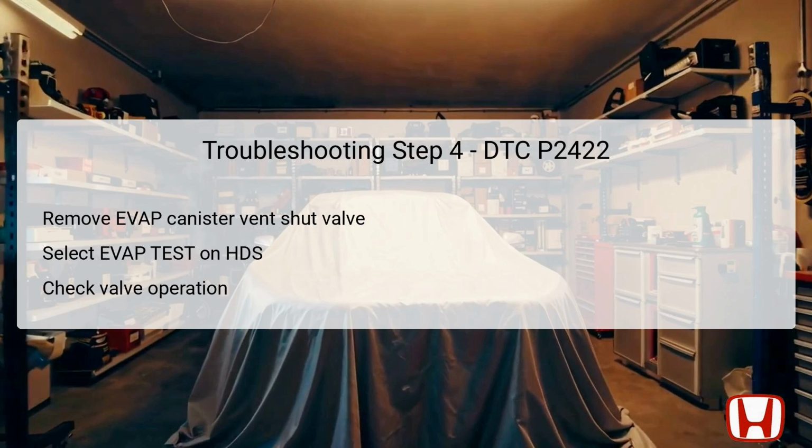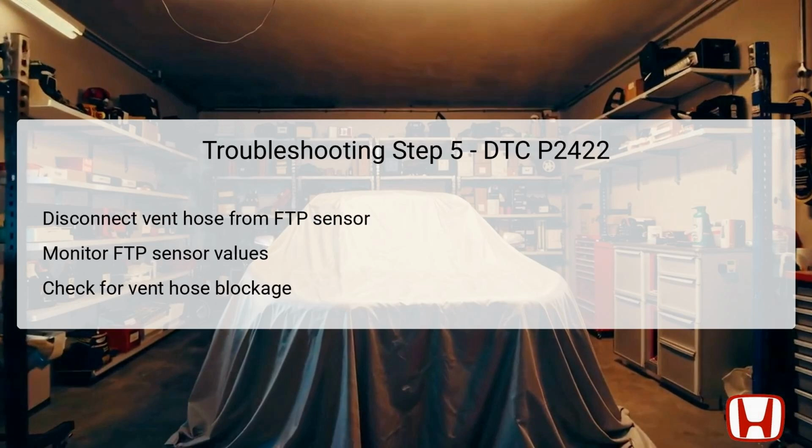During this test, monitoring the vent shut valve's operation is critical. It should move freely without any signs of corrosion or mechanical failure. If the valve operates as intended, the troubleshooting can advance. However, if functionality issues are identified, the EVAP canister vent shut valve will need to be replaced.